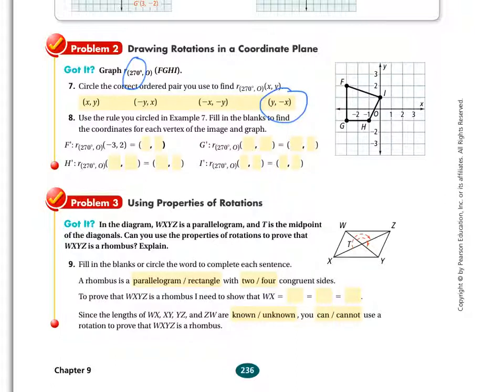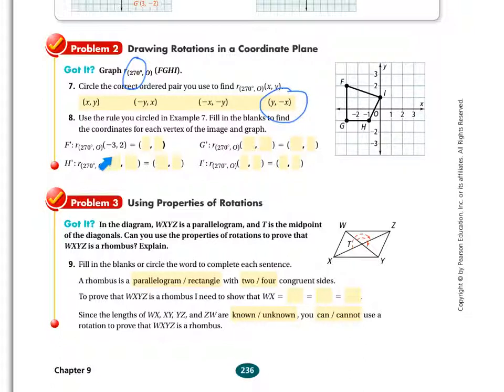Use the rule you circled in number 7 and fill in the blanks to find the coordinates for each vertex of the image and graph. So for F prime, they gave you the original point, which was -3, 2. But according to this rule, we're going to switch the x and the y and change the sign of the x. So if I switch the x and the y, I get 2 and a -3. But what happens to the x value?